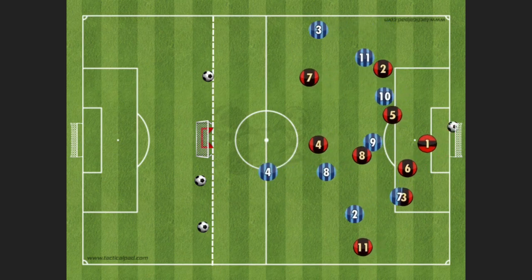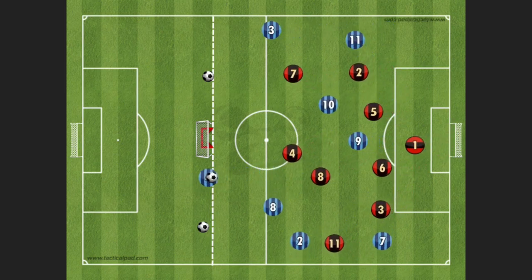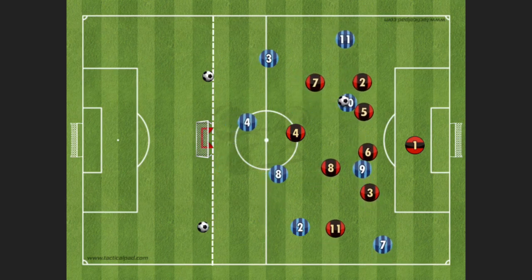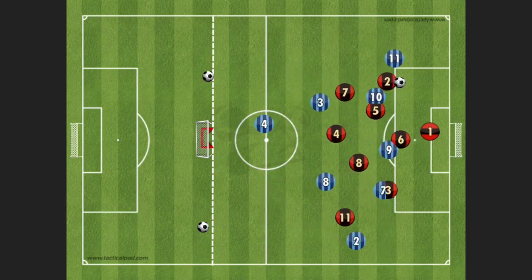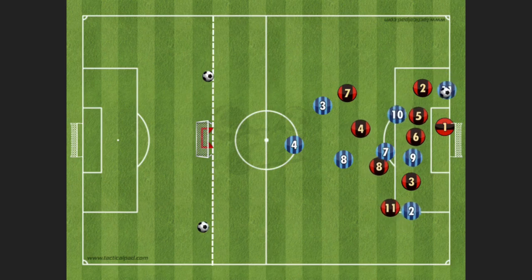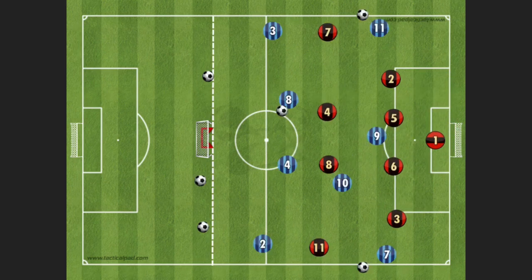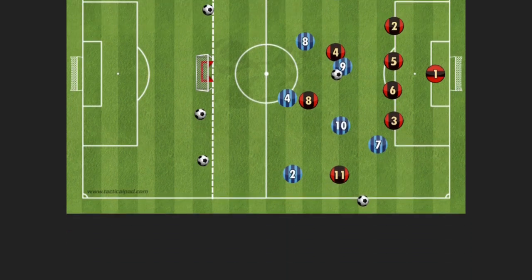We have 4 start positions. Number 1 is a bounce pass between our centre mids. Number 2 is the 11 collecting a ball and playing to our number 3. Number 3 is the 2 collecting and playing to our 7. And the final one is our number 10 collecting the ball and then playing in.